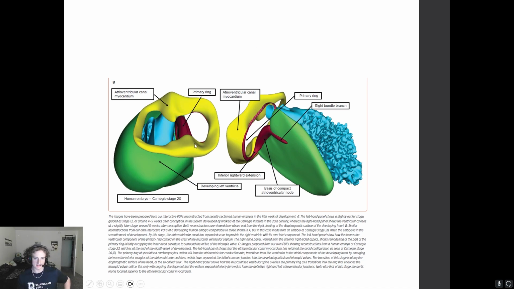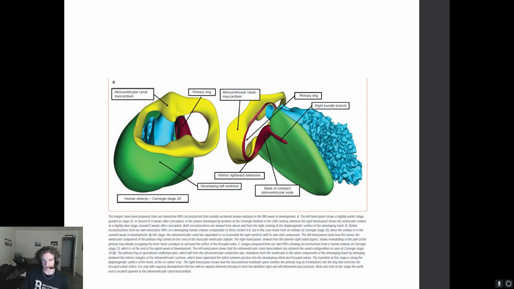So I hope this makes sense in terms of why we see this kind of bulging out. We need another opening for the right ventricle, and if the canal myocardium extends, then necessarily that primary ring, the specialized cardiomyocytes, are going to follow it. So that's why we begin to see the tricuspid ring, right? I mean, we see it already. It's this ring of specialized tissue that literally makes the atrioventricular node. It makes that whole system.